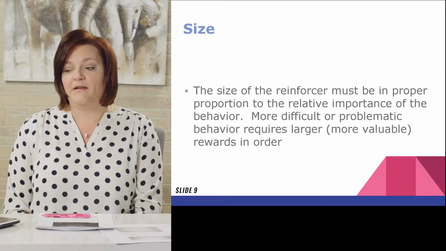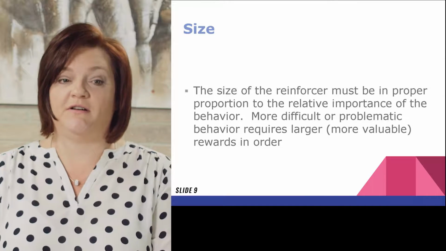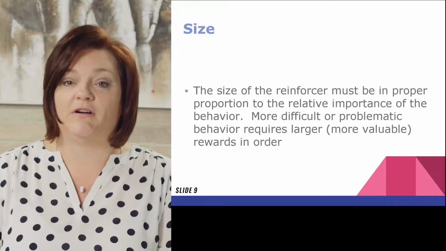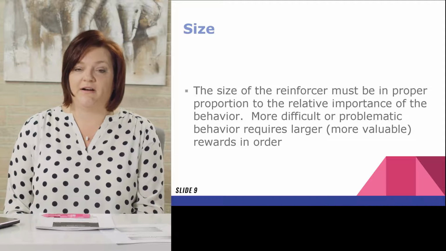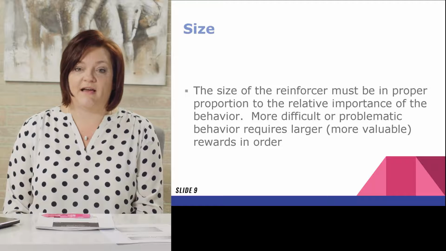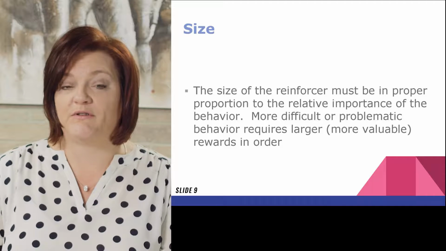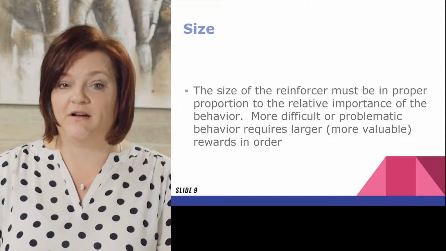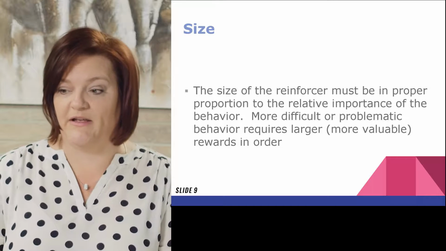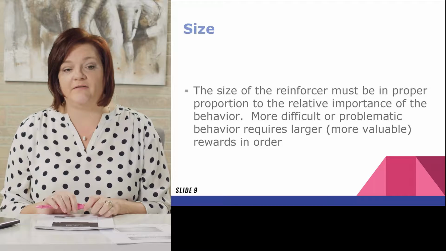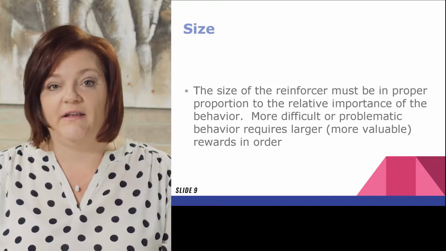So for example, if I ask my child to clean out the dishwasher and I give them a pony for cleaning out the dishwasher, then the size of that reward is very much out of proportion with the size of their behavior. And size matters in a positive way, and also when we're doing consequences. So when a child has earned a consequence, it's important that the size of the consequence matches the size of their behavior.